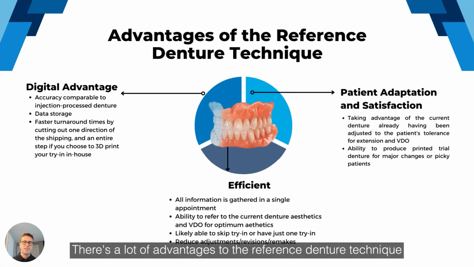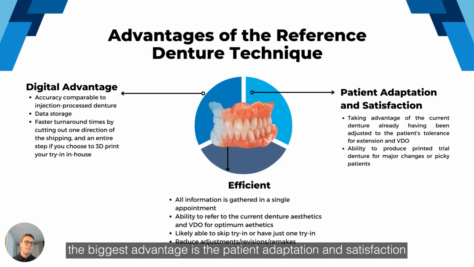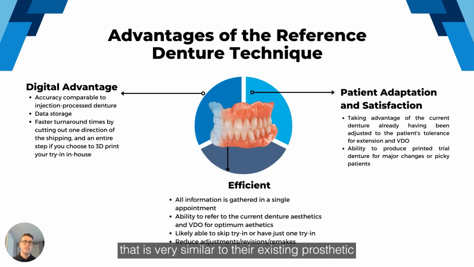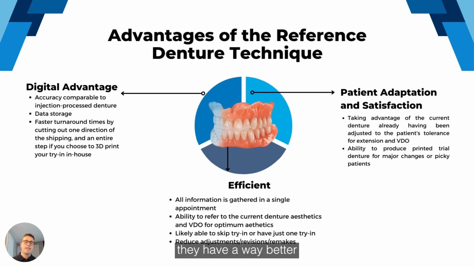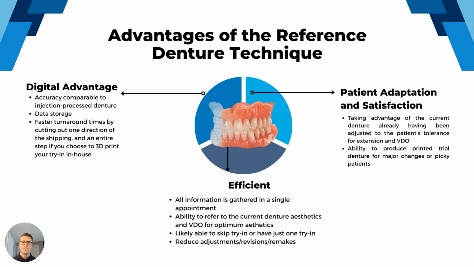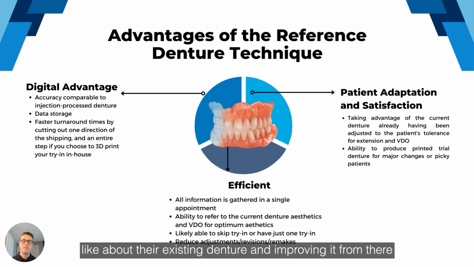There's a lot of advantages to the reference denture technique. To me, the biggest advantage is the patient adaptation and satisfaction. By making them a prosthetic that is very similar to their existing prosthetic, they have a way better tolerance for the small changes that you do decide to make. And essentially what you're doing is just building on what they do like about their existing denture and improving it from there. So it's really hard to lose with the reference denture technique.